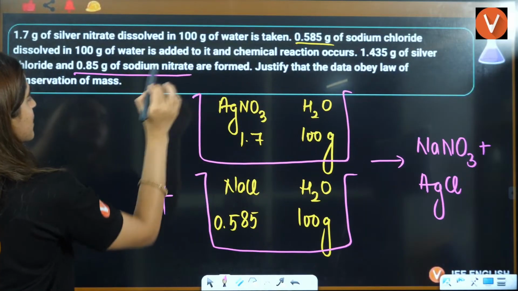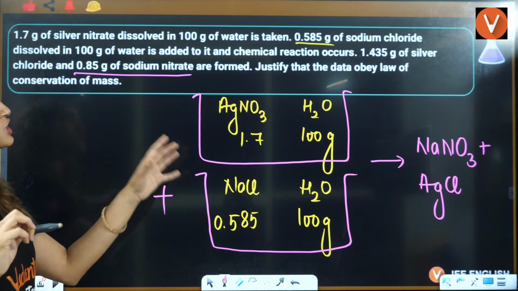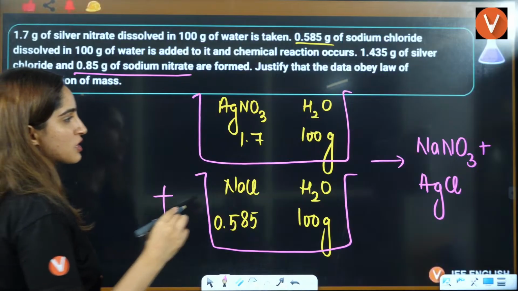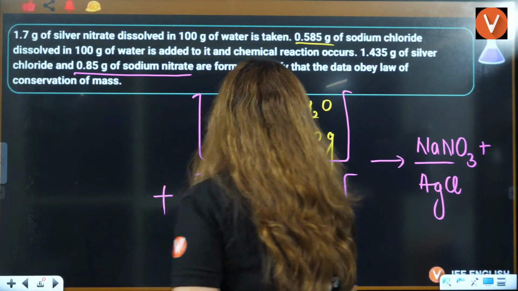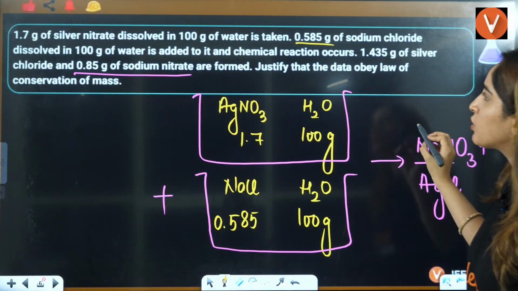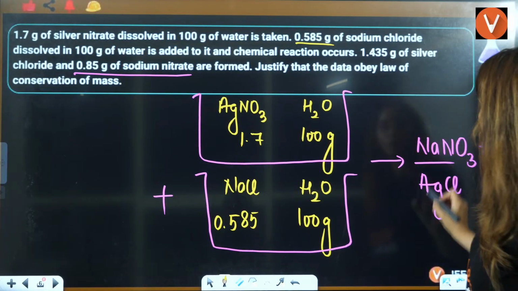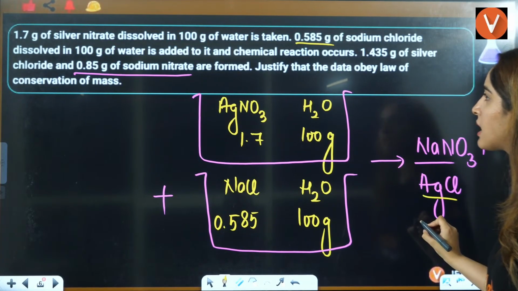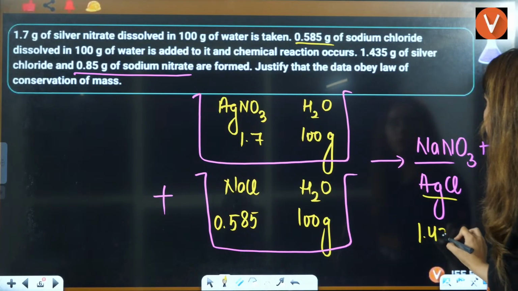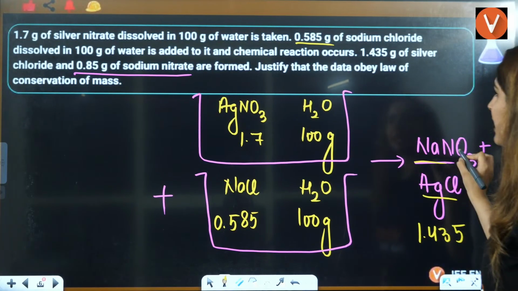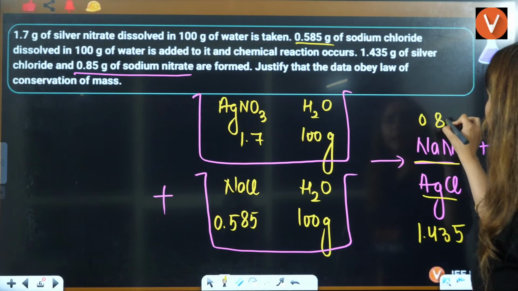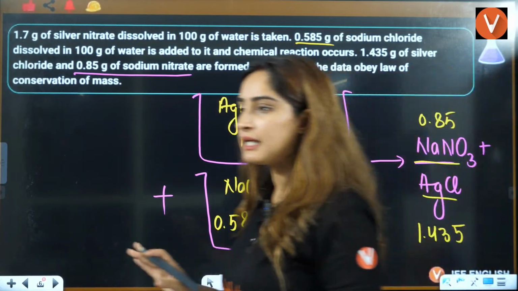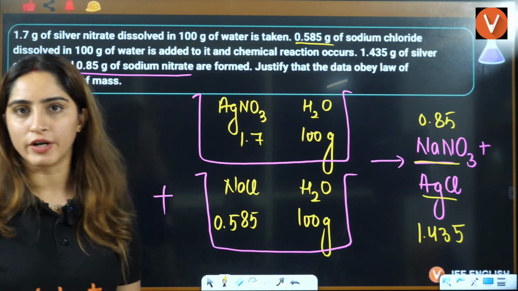This much sodium nitrate is formed. Justify the data, obey the law of conservation. So silver chloride is formed as 1.435 gram. This NaNO3 is given to be 0.85 gram. This is the whole data that is given to us.